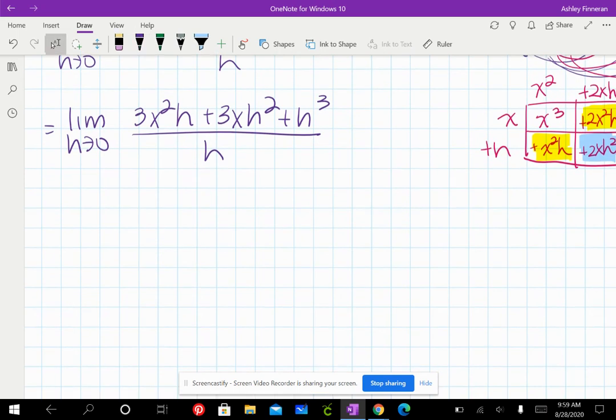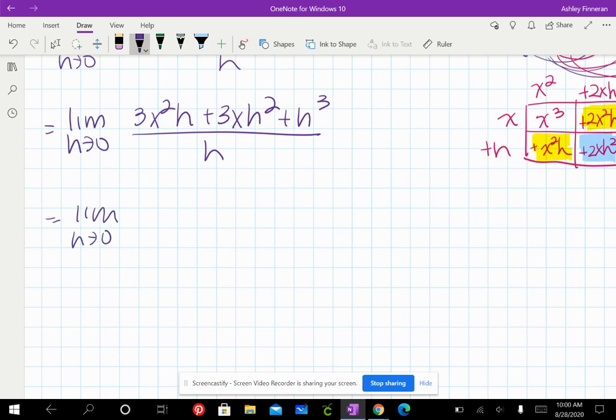Now I hope that you notice our goal in all of the 4 techniques is to divide out the factor that's giving us the 0 over 0. So in each case, we're hoping to eventually get to the point where we can cancel something, the factor that's giving us the 0 over 0, so that we can end up with a function that we are able to use direct substitution with.